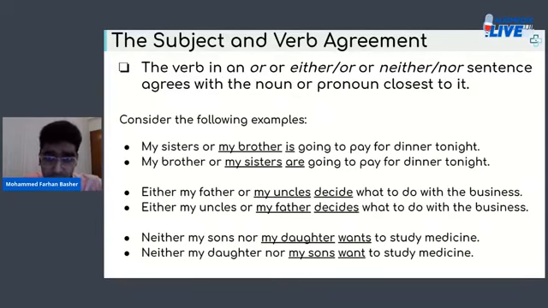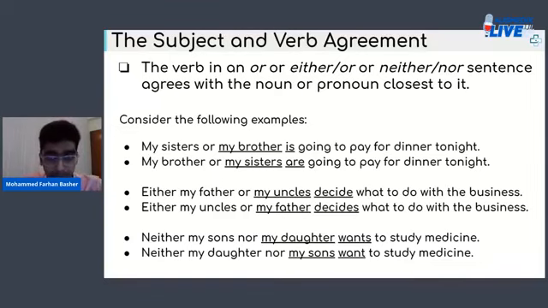Therefore, the verb must follow the noun or the pronoun that is closest to it. So here, the closest noun is sisters, which is plural. Therefore, the verb is also plural. So we say, my brother or my sisters are going to pay for dinner tonight.